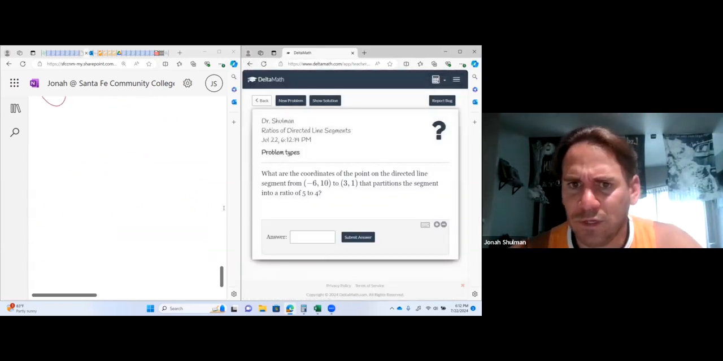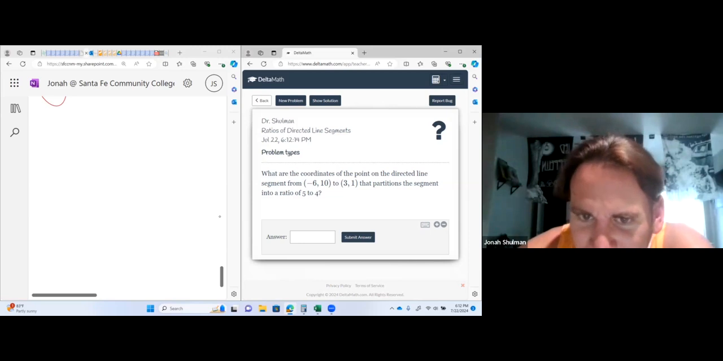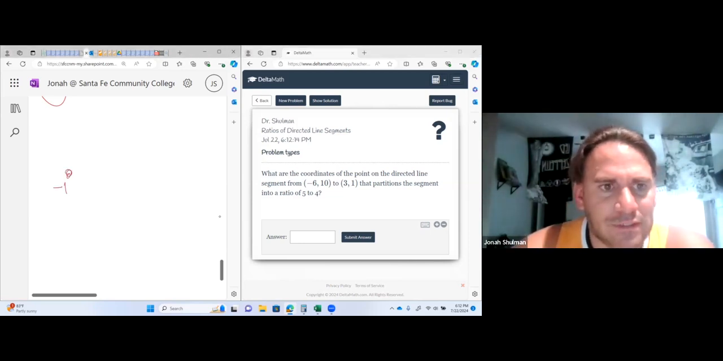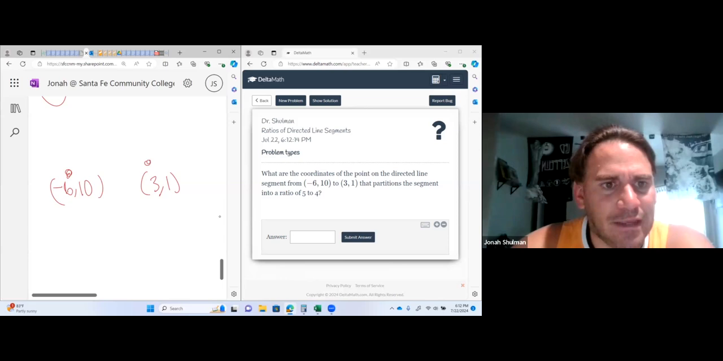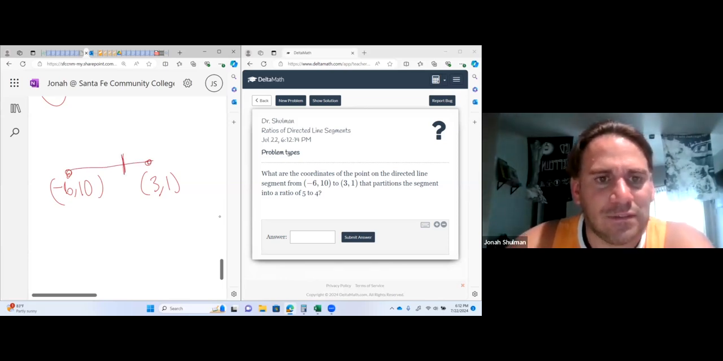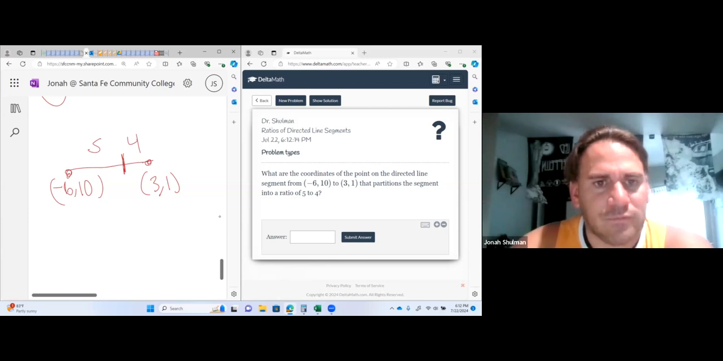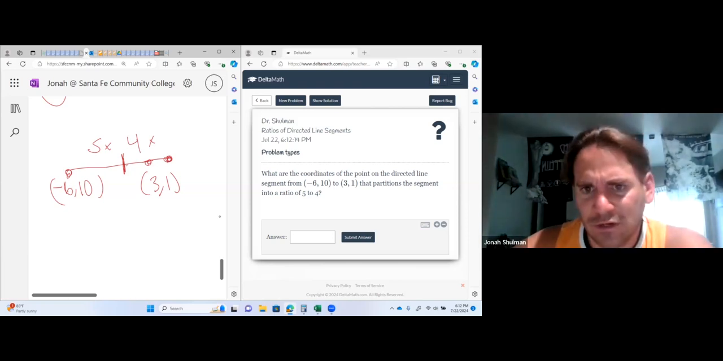So the coordinates of the point on the directed segment that partitions the segment from 5 to 4. What? So we have 1 point at -6, 10. And we have 1 point at 3, 1. And we have to say that this is 5 of them and this is 4 of them. So this is 5x and 4x. So 5 to here and 4 to here.